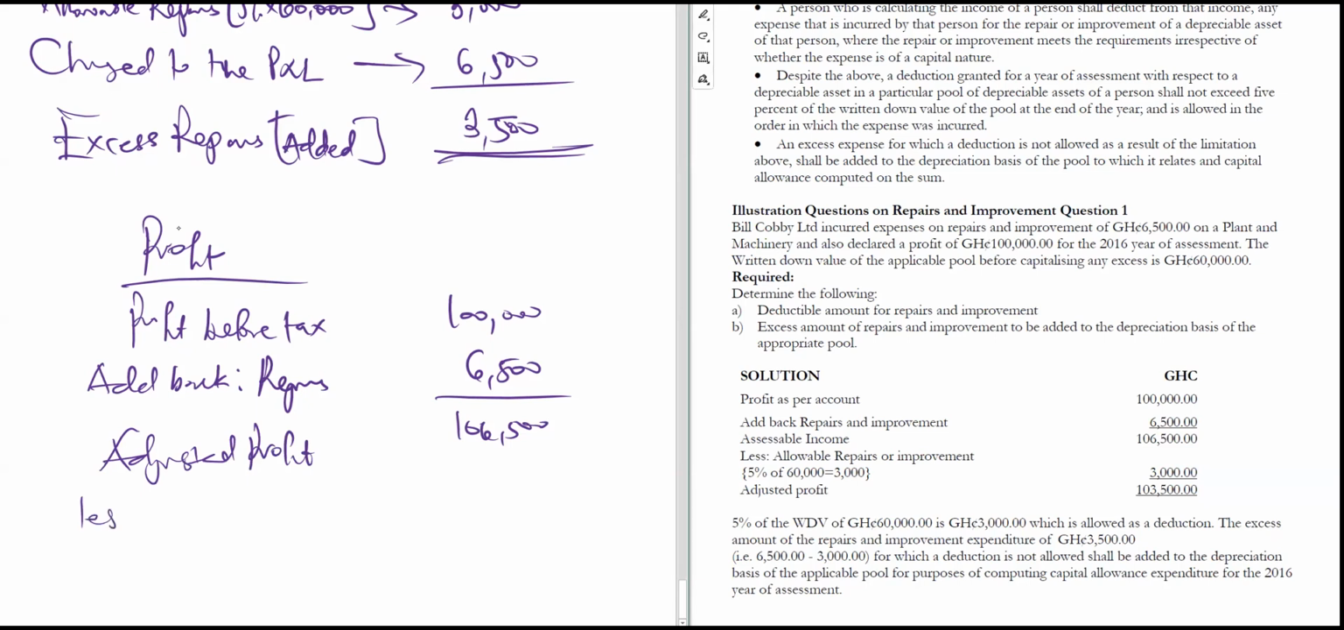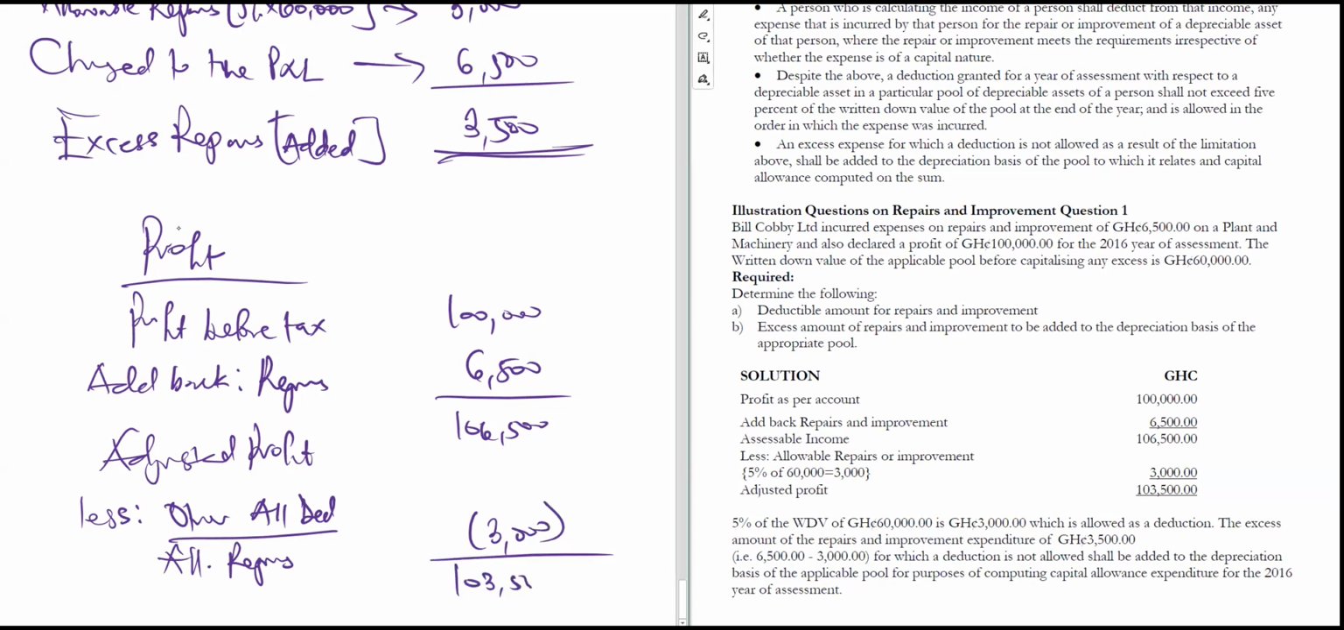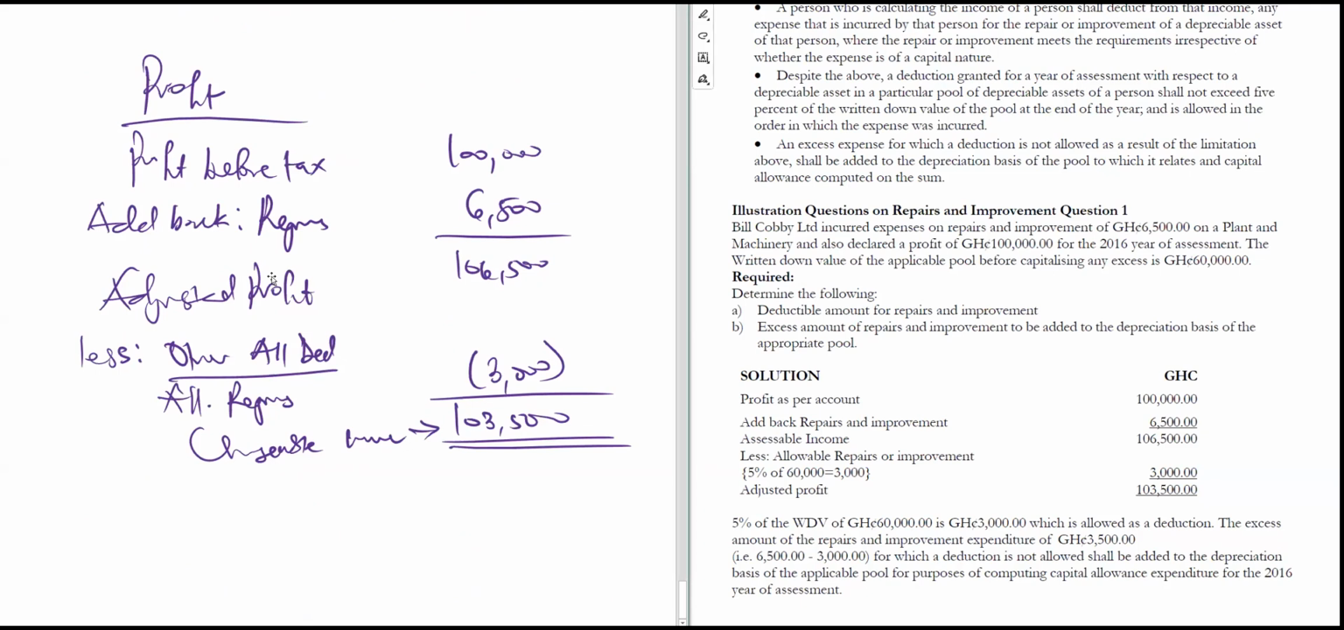Then I'm now going to less other allowable deductions. If there was capital allowance, I would less it. Then the allowable repairs, which we all calculated to be 3,000. So we deduct 3,000 and we end up with 103,500 as the chargeable income for this guy. As simple as ABCD. Now, this is all about research, sorry, repairs and improvement. I hope that is okay.